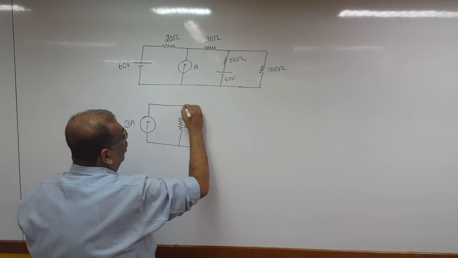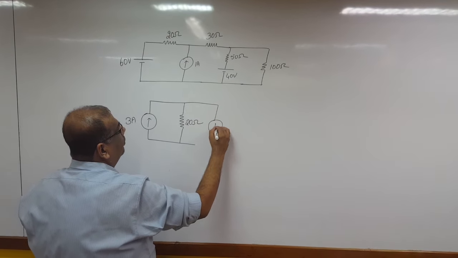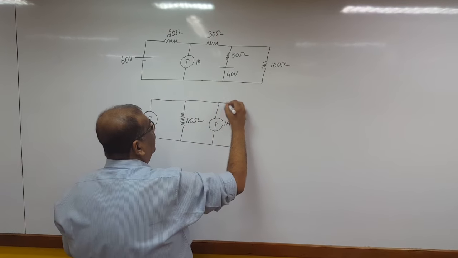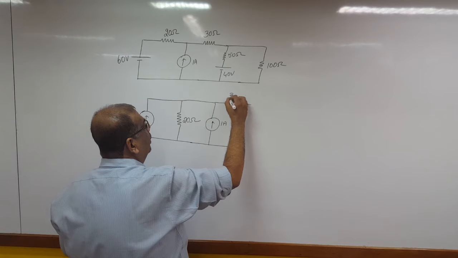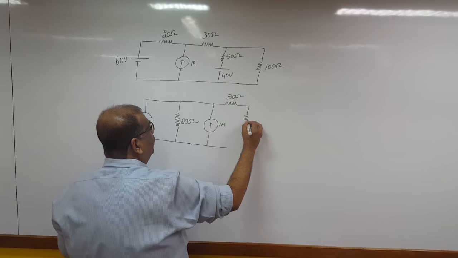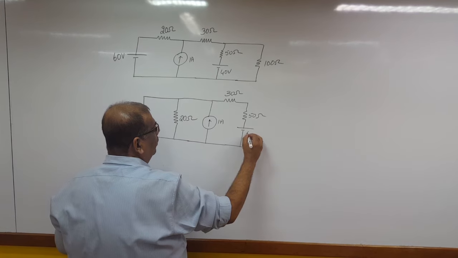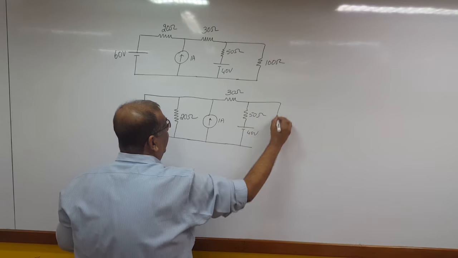So let me redraw the rest of the part of the circuit. This is 1 ampere. This is 30 ohms, 50 ohms, 40 volts, and 100 ohms.